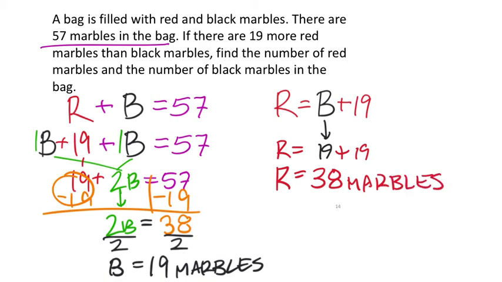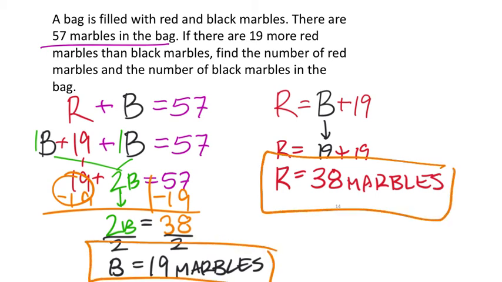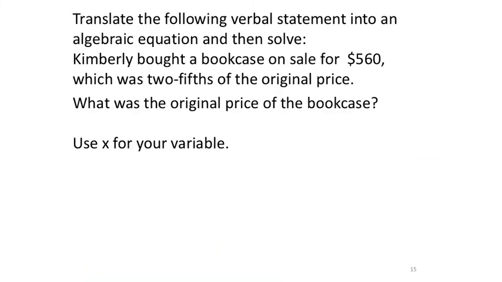Okay? So again, we had 2 conditions on this one. The first one was that in total, there should be 57 marbles, and 38 plus 19 is 57. And then there should be 19 more red marbles than black marbles. So we took the black marbles, added 19, boom, we got 38. That checks off both conditions. Red marbles is 38, black marbles 19. So we got to translate this next one to an equation, and then we'll solve it.